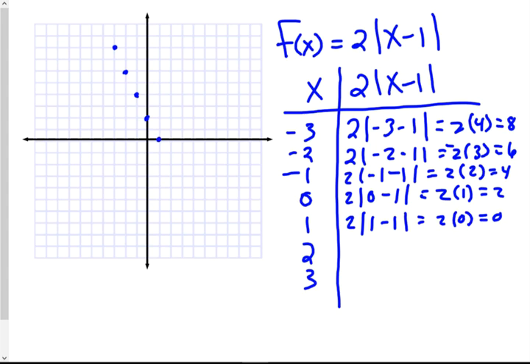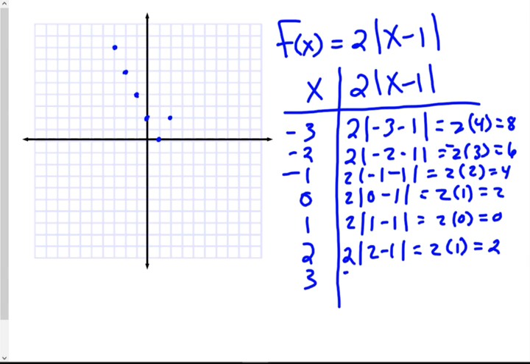And let's look at 2. 2 times absolute 2 minus 1. 2 minus 1 is 1. And then 2 times 1 is 2. So 2 goes back to 2. So I think we get the idea here that this bottoms out at 1, 0.